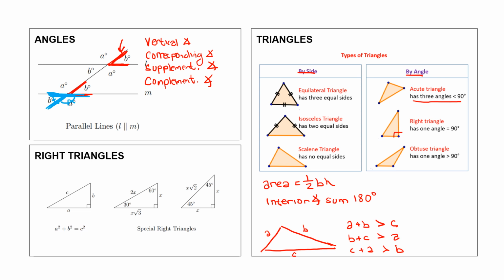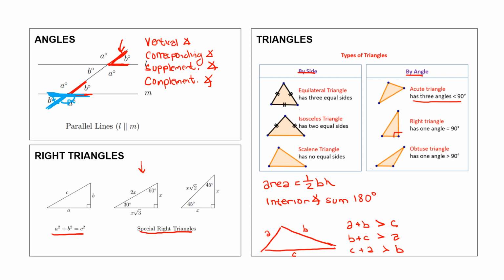All right, moving on to right triangles. In right triangles, we have the basic Pythagorean theorem, which is a squared plus b squared equals c squared. In addition to that, you have special right triangles. Special right triangles are 30, 60, 90 triangles, which you see here, where the side opposite from the 30 degrees is x, the hypotenuse is 2x, and the side opposite from 60 degrees is x radical 3.